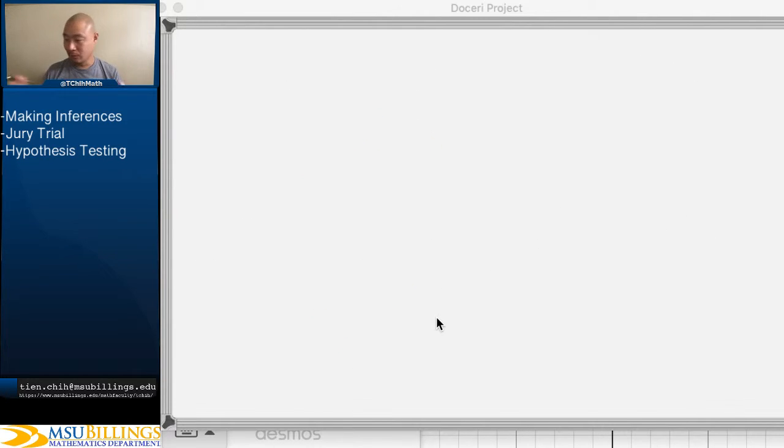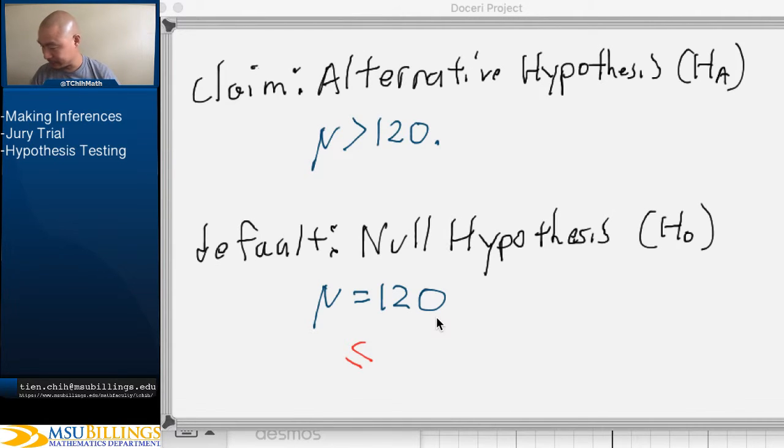And so what then is the relationship between the alternative and null hypothesis? We want to, maybe I should go back here, we want to think about the alternative hypothesis as a guilty verdict in a jury trial.